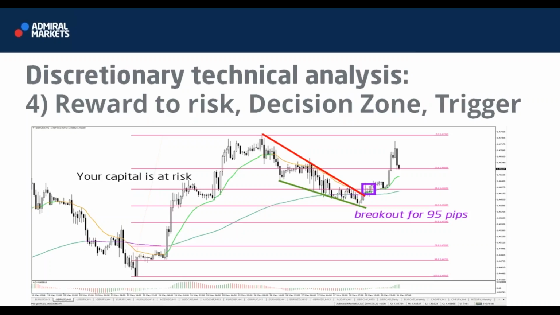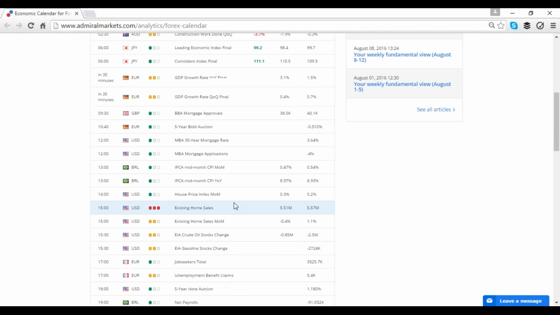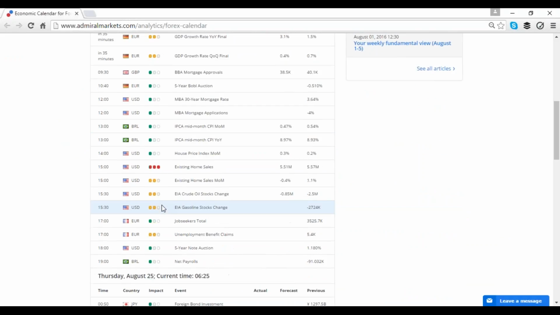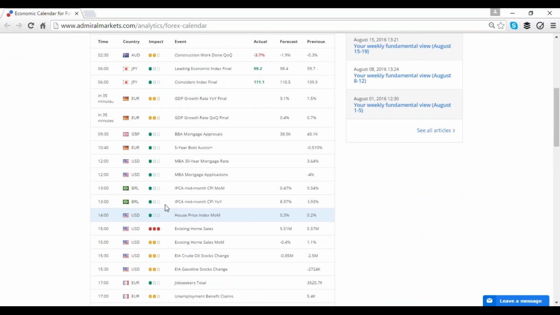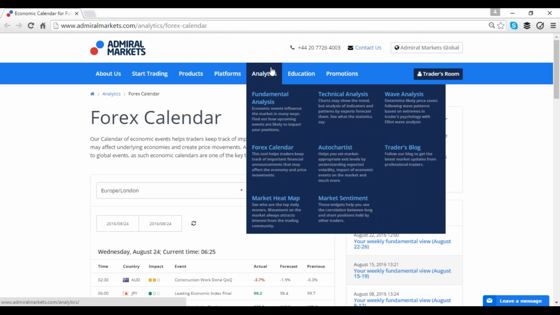All right, from a risk point of view, we might as well take a look at what kind of events we might have. We have home sales apparently marked as red this week, and otherwise we have some lighter news. You can check it out yourself by going to admiralmarkets.com, clicking on analytics, and then going to Forex calendar.